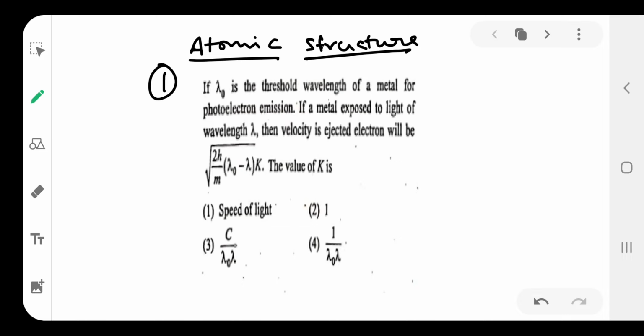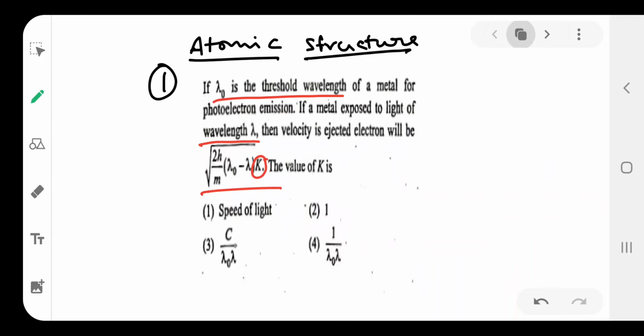See the question number 1. Lambda naught is the threshold wavelength of a metal for photoelectric emission. If the metal is exposed to light of wavelength lambda, the velocity of the ejected electron will be, they have given this one, velocity. Then what is k here? They gave the lambda naught value, the threshold wavelength, and the wavelength of incident light lambda, and they give the velocity of the ejected electron. But here, what is their k value?